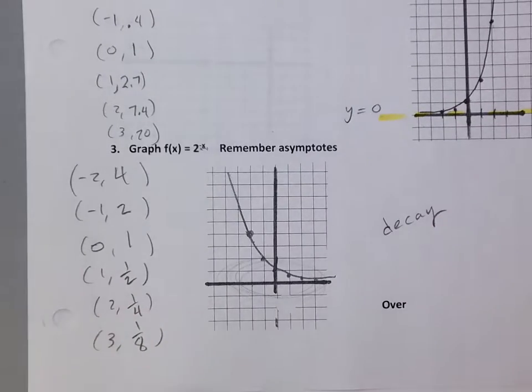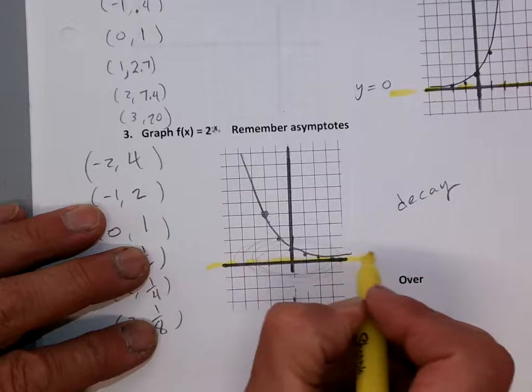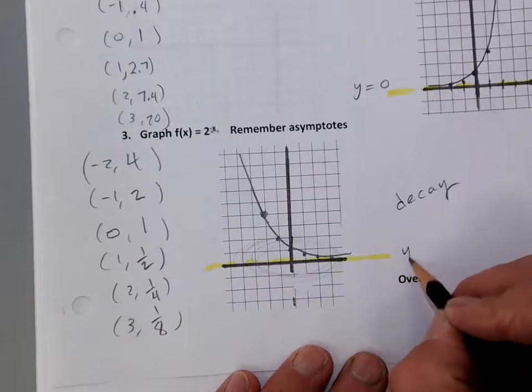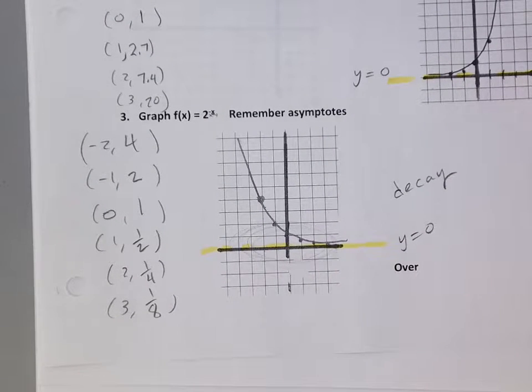Okay, I want to draw in my asymptote for sure. It's got a horizontal asymptote here because it's going to approach that, but it's never going to touch that. So I get a horizontal asymptote at y equals 0. Okay, exponential growth. We've done this. We've seen these graphs. You guys agree? Seen these graphs before, right?